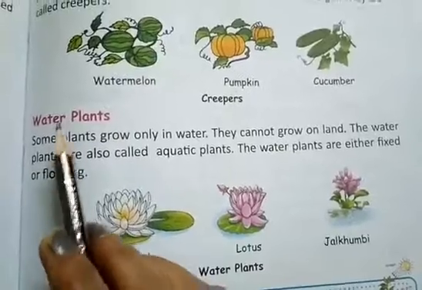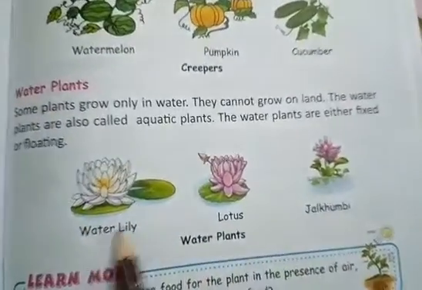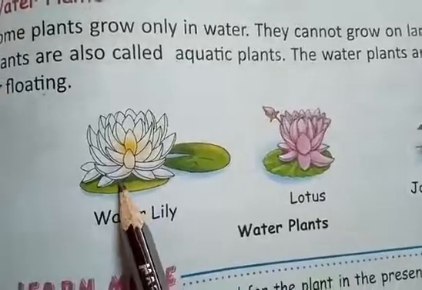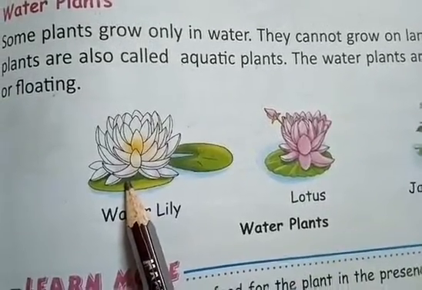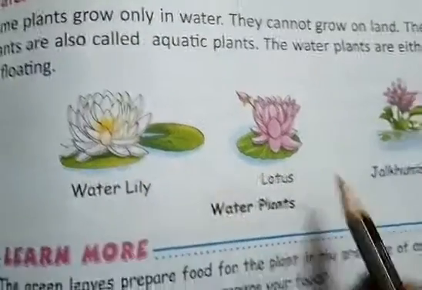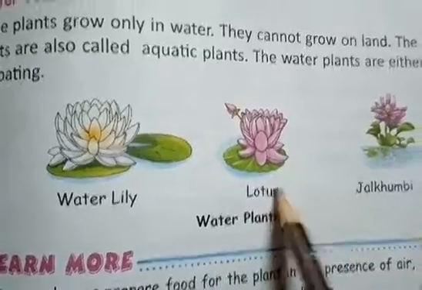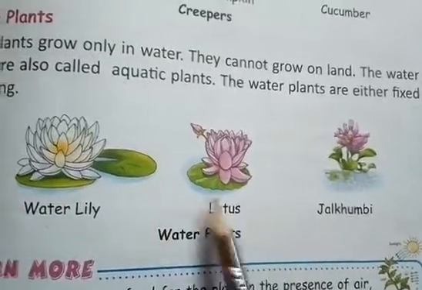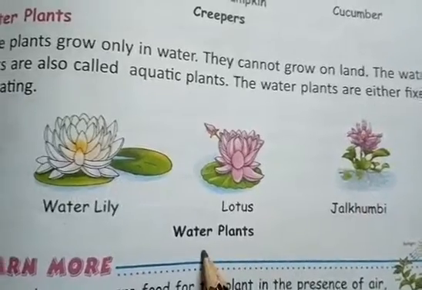So let us read the examples. Water lily. This is water lily. It grows in water. It cannot grow on land. Next one is lotus and jalkumbi. These are the three water plants.